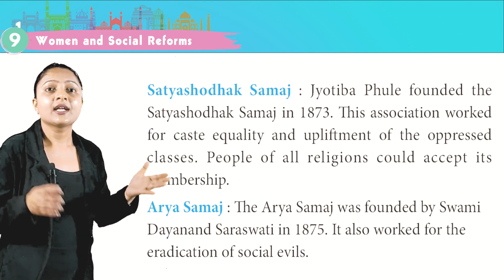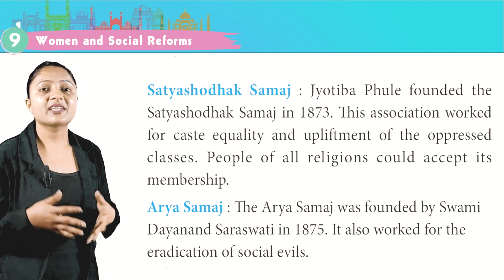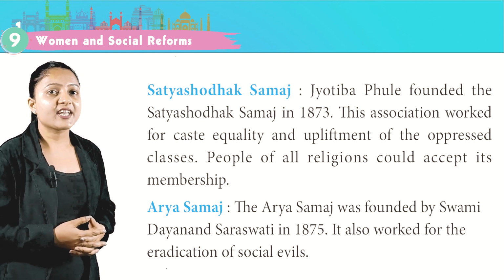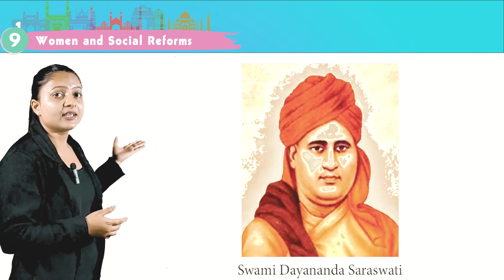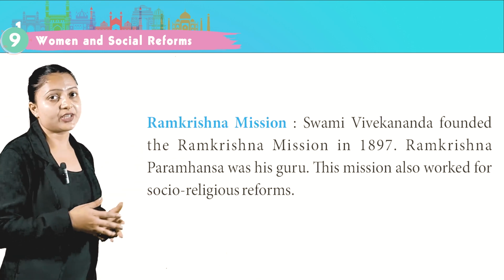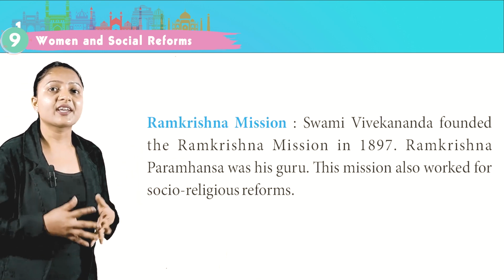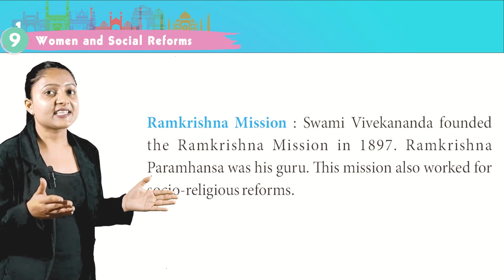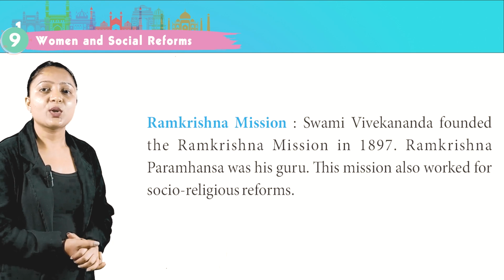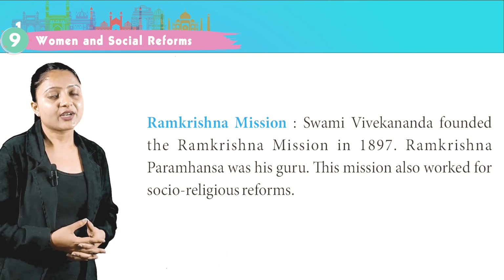Arya Samaj. The Arya Samaj was founded by Swami Dayanand Saraswati in 1875. It also worked for the eradication of social evils. This is the image of Swami Dayanand Saraswati. Ramakrishna Mission. Swami Vivekanand founded the Ramakrishna Mission in 1897. Ramakrishna Paramhans was his guru. This mission also worked for socio-religious reforms.